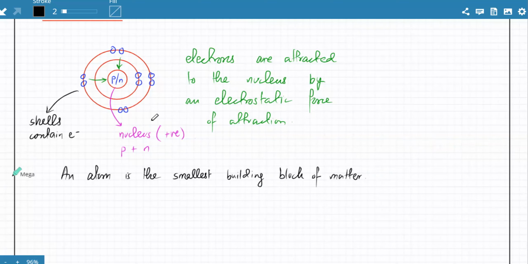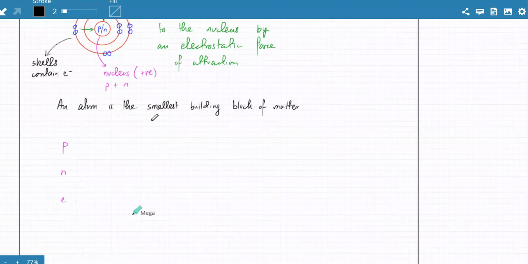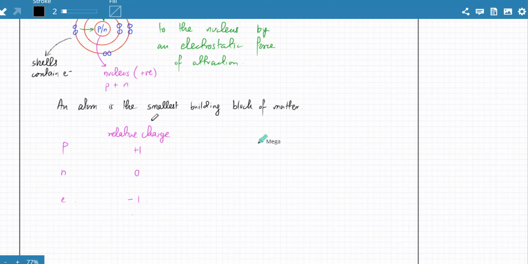Now, the first thing you need to know is the charge of each one of them. An atom consists of protons, neutrons, and electrons. The relative charge of a proton is +1. The relative charge of a neutron is 0. It has no charge, so the neutron is neutral. And the relative charge of an electron is -1. So protons and electrons have the same size of charge, but opposite: one is positive, the other is negative.